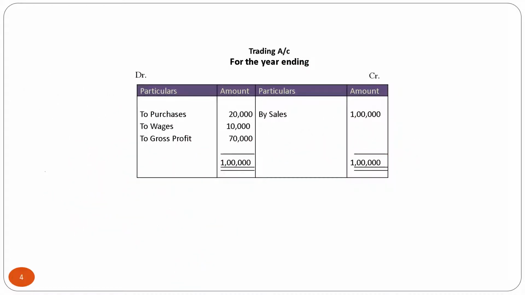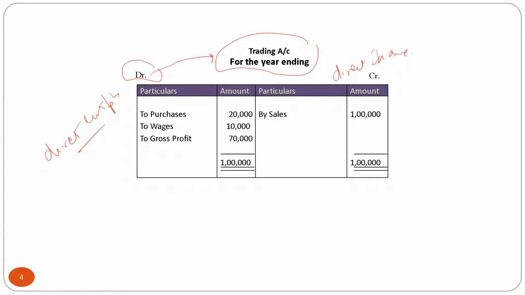So here we can see the trading account. I have already told you this trading account records all the direct expenses and the direct income. So the direct expenses will be recorded on the debit side of the trading account, that is your purchases and wages. Similarly, your direct income will be recorded on the credit side. So here we have the sales of rupees 1 lakh.